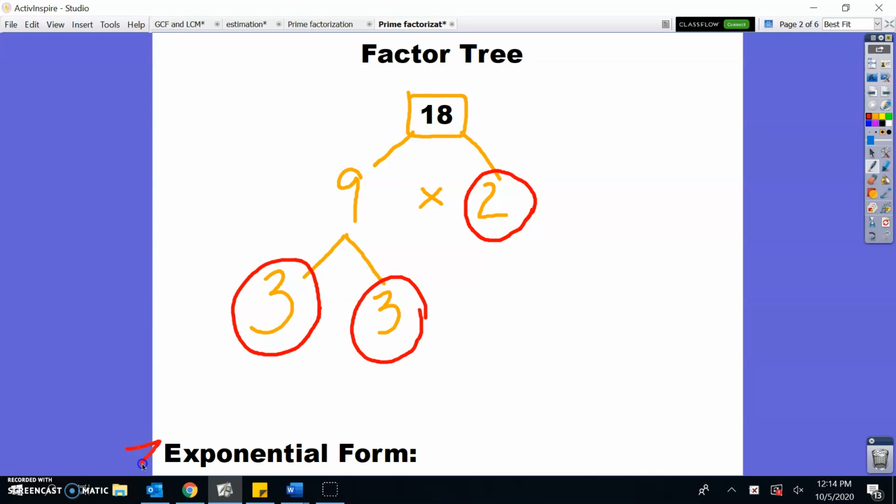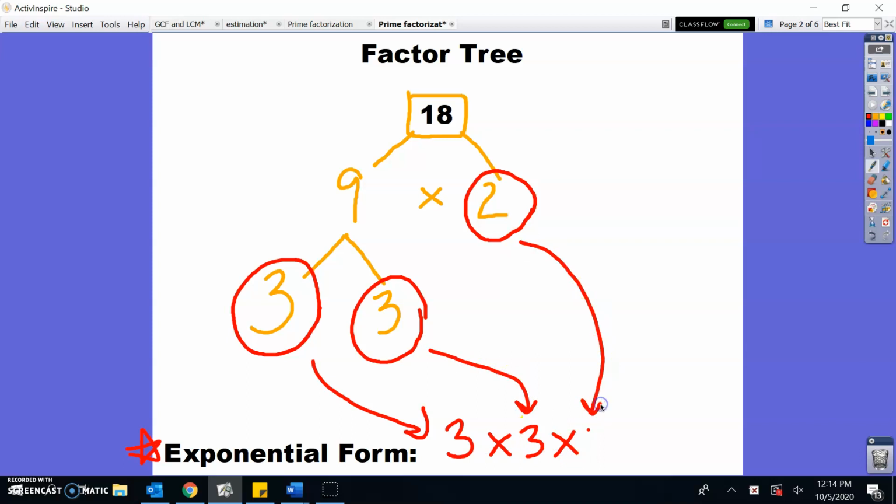If I wanted to write it in exponential form, what that means is I'm just taking the 3 prime numbers that I broke down the number 18 into, and I'm multiplying them. So my exponential form would be 3 times 3 times 2. And that would be my exponential form, and that is a factor tree. Pretty simple. Let's try another one.